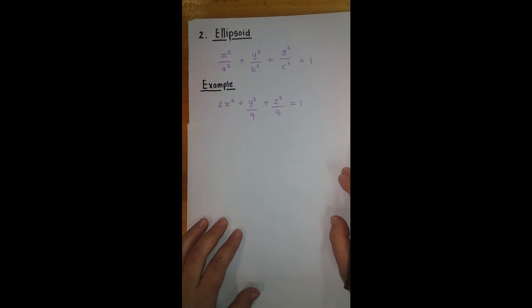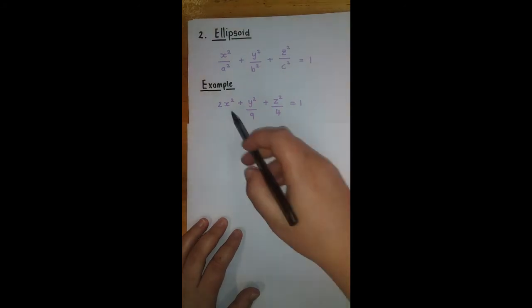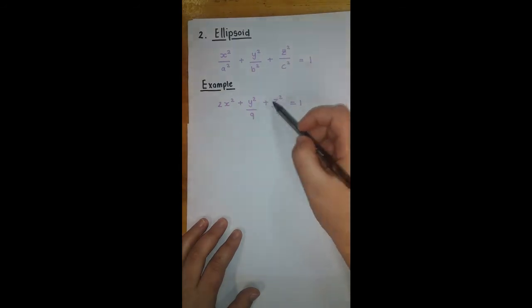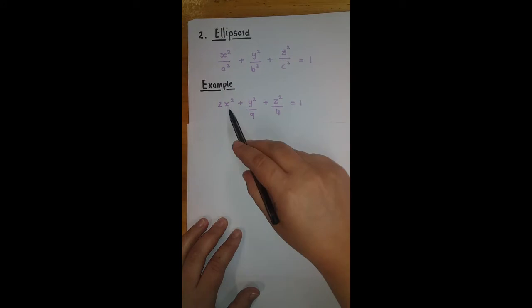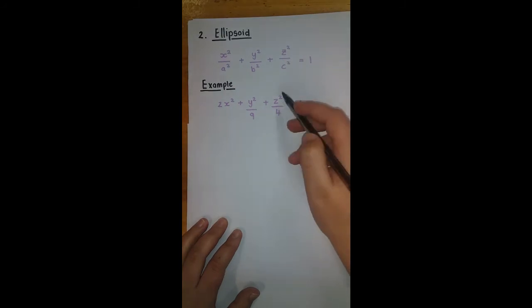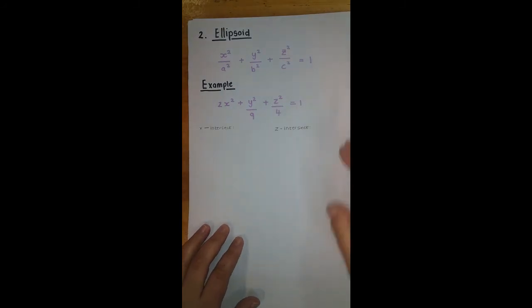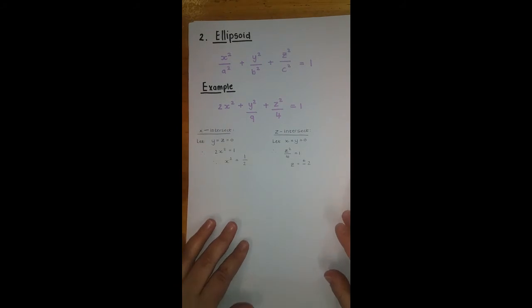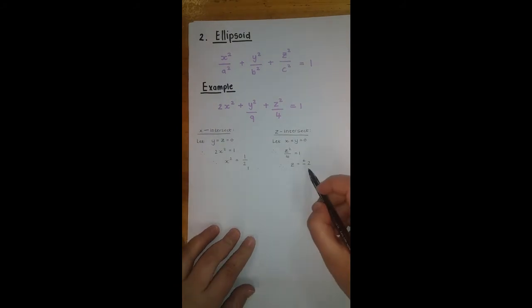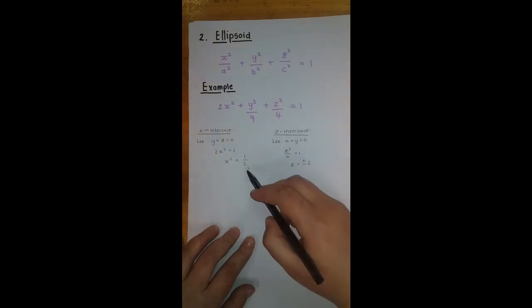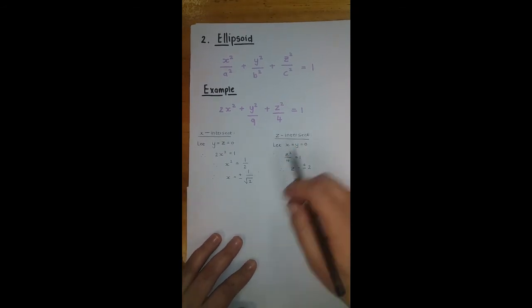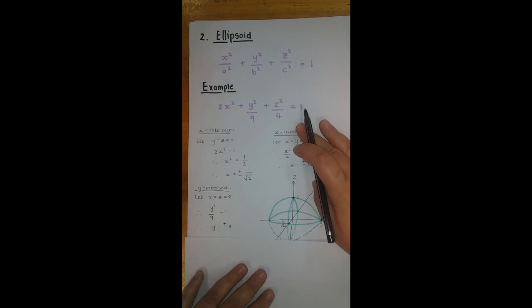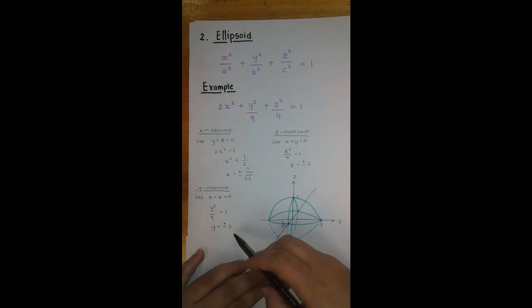So an example of this would be 2x squared plus y squared over 9 plus z squared over 4 is equal to 1. Now, similar to a sphere, if you want to sketch this, you can find your x-intersect by saying y and z is equal to 0, and you can find your y-intersect by saying x and z is equal to 0, and the same for your z-intercept. So in this case, our z-intersect was plus minus 2, and our x-intersect was plus minus 1 over square root 2, and our y-intersect was plus minus 3.